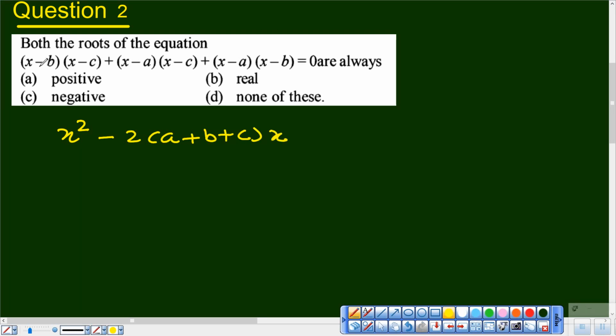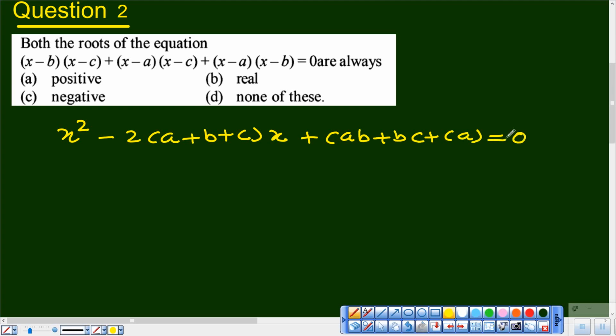How? x is getting the opportunity to get multiplied with a twice, once here and once here. Likewise, b will also get the opportunity to get multiplied with x twice, and c also. And thus you can see that we'll get the linear coefficient as this. And what about the absolute coefficient? Well, minus b into minus c, minus a into minus c, and minus a into minus b. That is going to be ab plus bc plus ca. That is equal to 0.